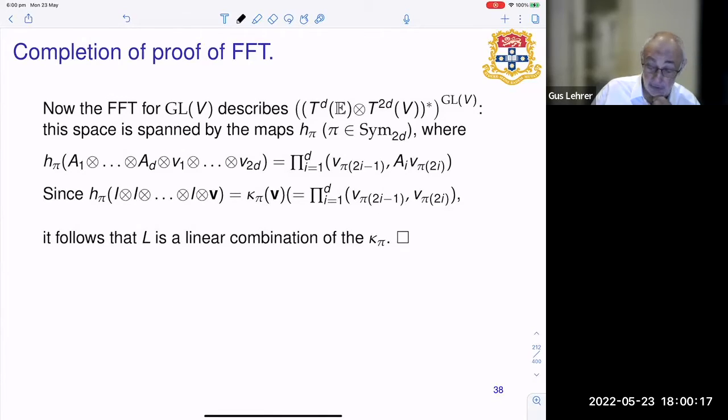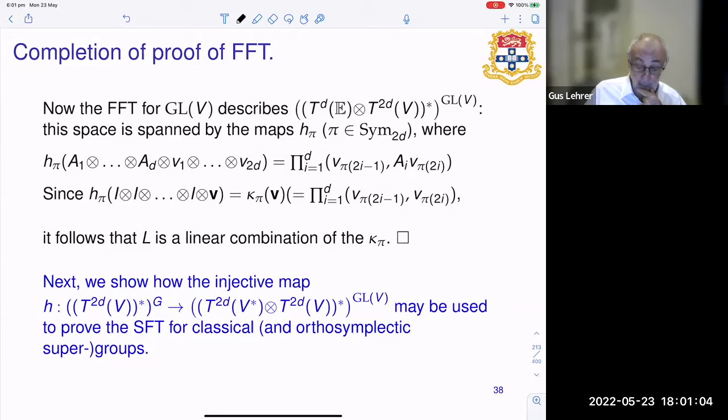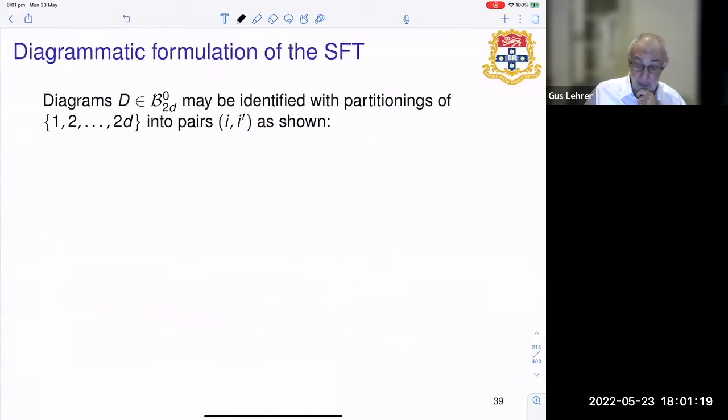One consequence of this is that because the space into which we're mapping our invariants is spanned by these, it follows that L has to be a linear combination of the kappa pi. It's going to show now how the injective map is used to prove the second fundamental theorem for orthosymplectic groups.